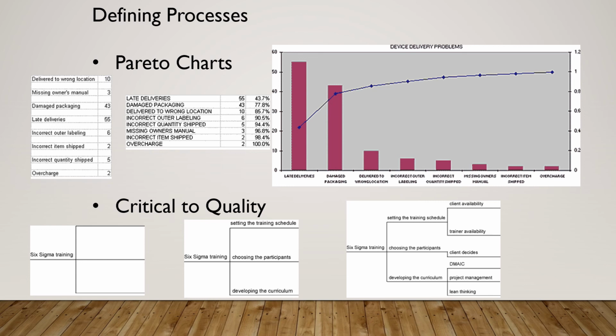So now you can see client availability, trainer availability, client decides about the participants, DMAIC, project management, and lean thinking. I could continue on to greater levels of specificity, but I think you get the general idea. Once I complete my CTQ tree, I need to verify all requirements with my customer.